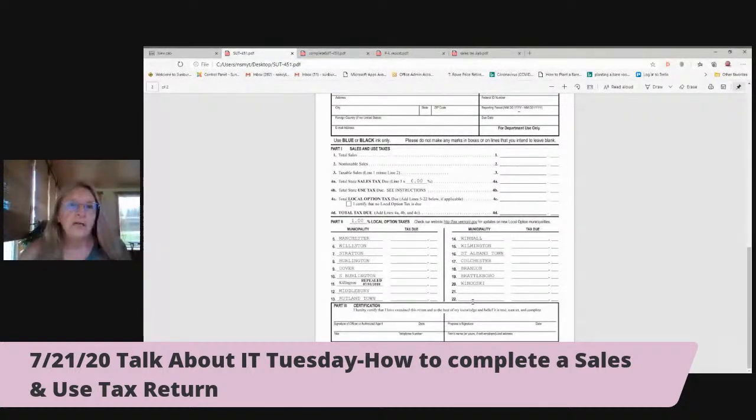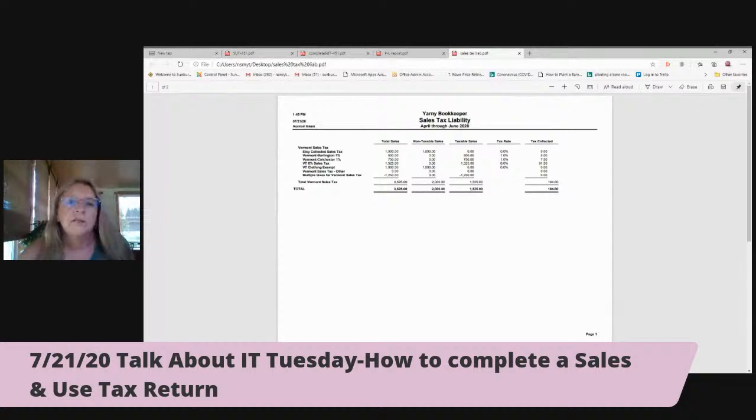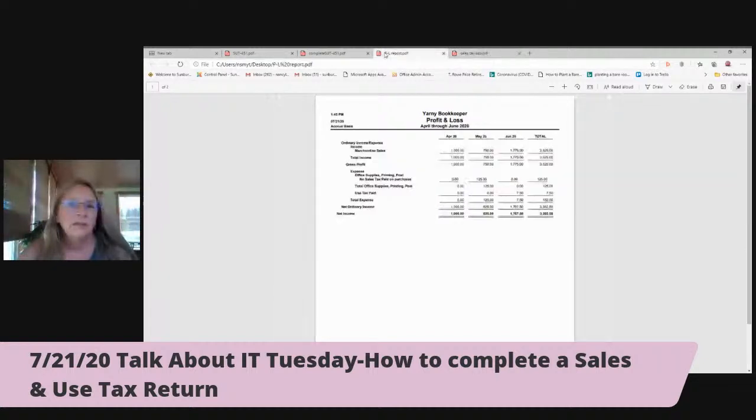So let's start looking at what my sales tax liability report shows me from QuickBooks. So I have total sales of $3,525. This is confirmed when I look at my P&L for that same quarter, total of $3,525.